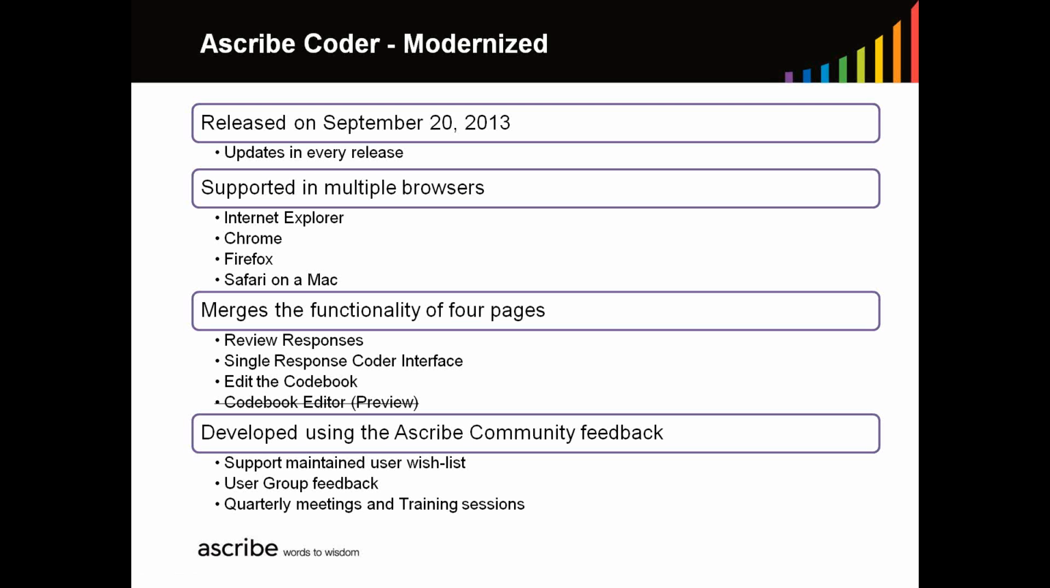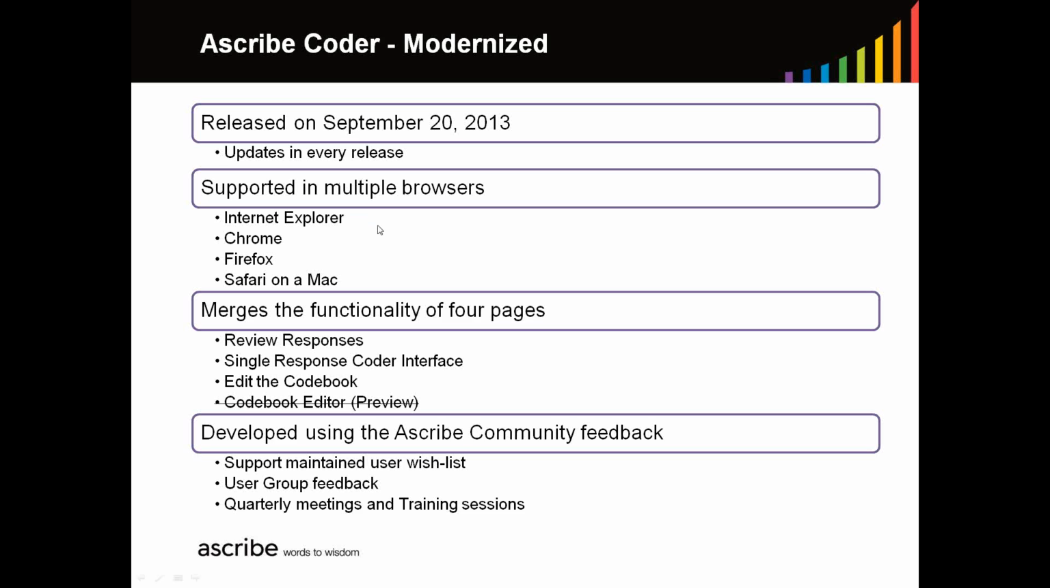Just to make sure we're all on the same page, Ascribe Coder was released on September 20th of 2013. We do have updates to Ascribe Coder in just about every release. Our next release is coming out this Friday, version 8.3, and there are some cool things in Ascribe Coder coming out in that release. I'm not going to be talking about those today. You'll be able to find information about those in the What's New, and I'll be using that new software during our next set of webinars.